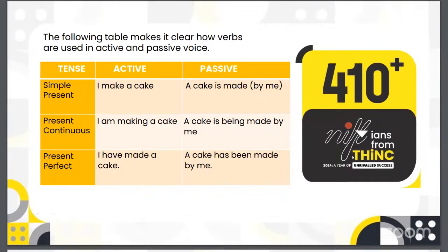Now, the following table makes it clear how verbs are used in active and passive voice. Okay. Now, you have the tenses. This is very important, because if you go wrong in tense, then the whole sentence will go wrong. So you have to be very clear as to which tense is to be used in passive voice. So tenses should be very thorough.